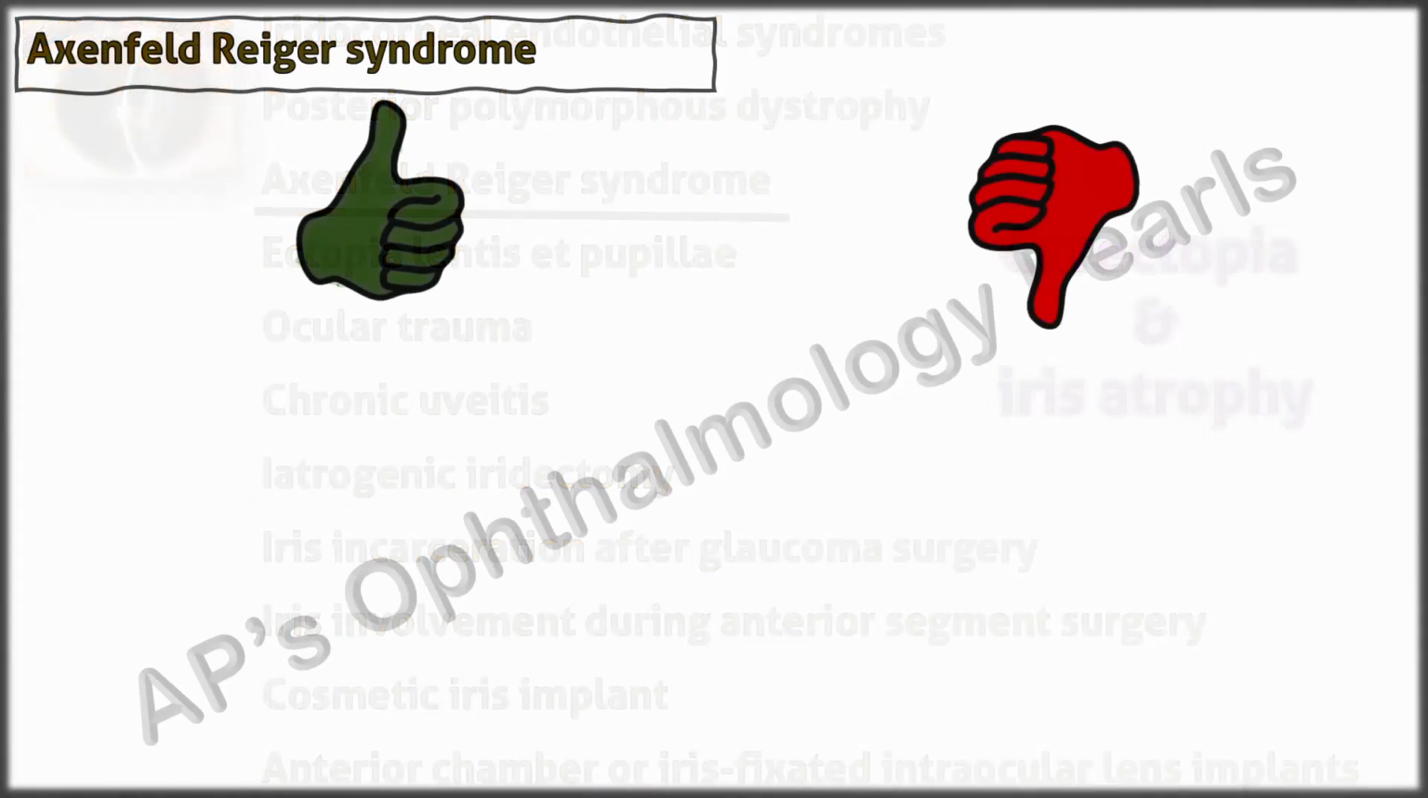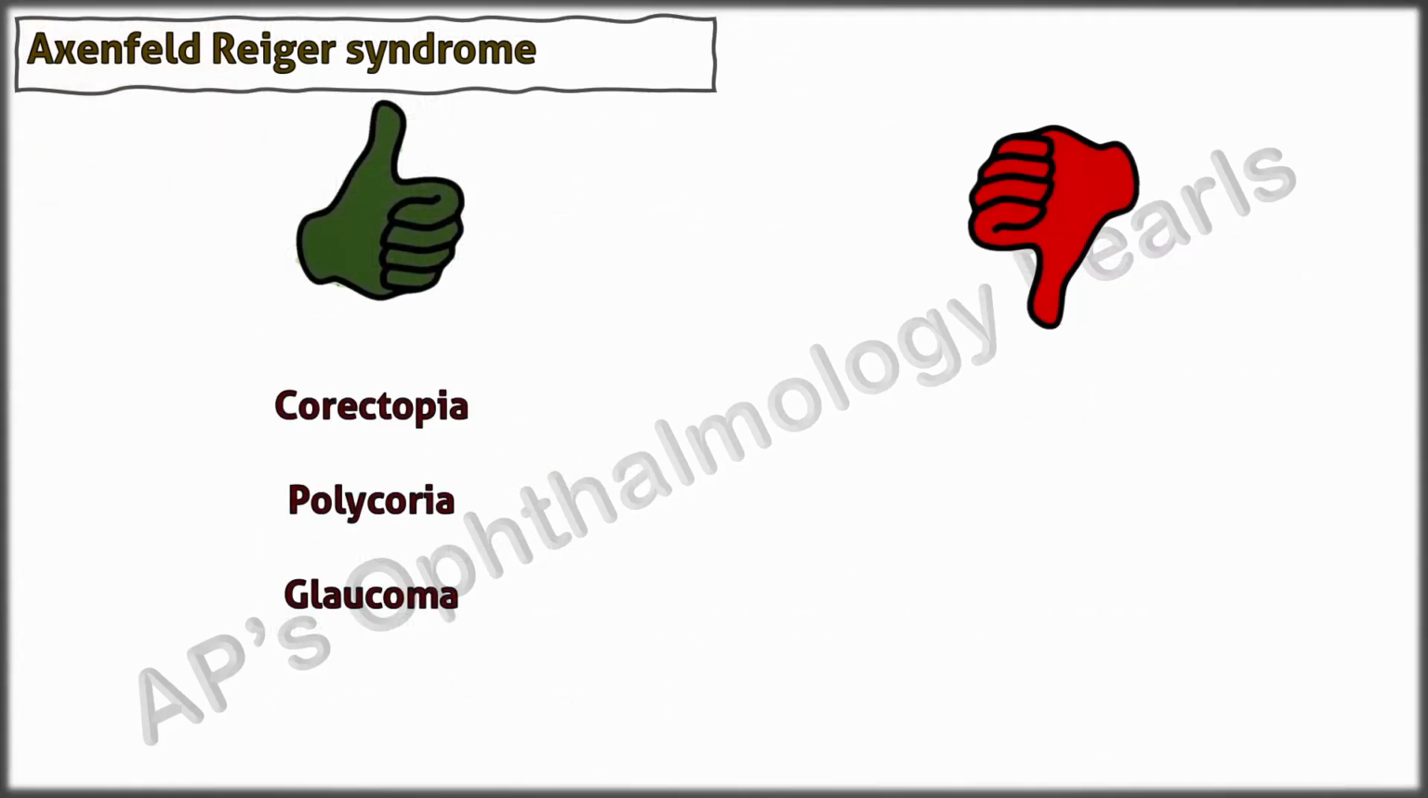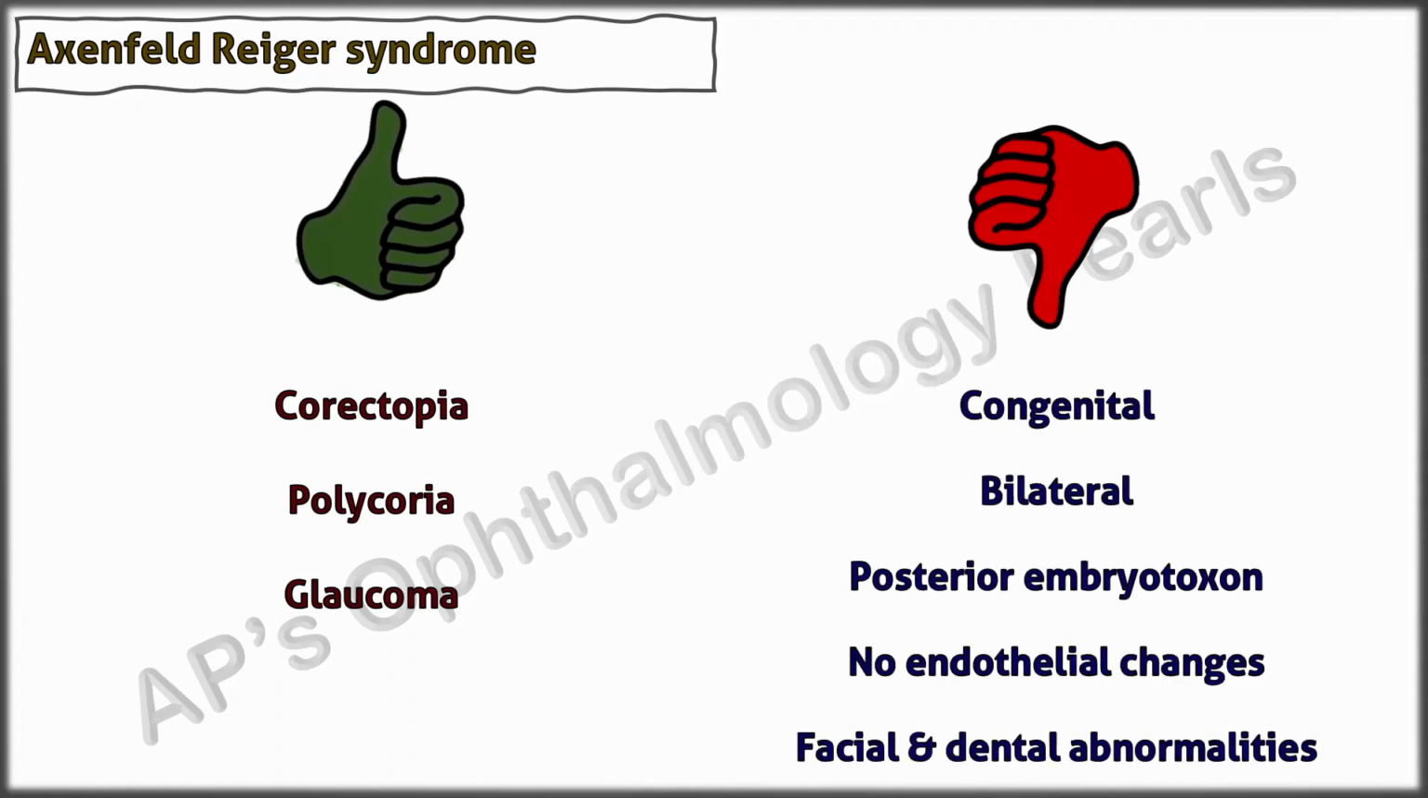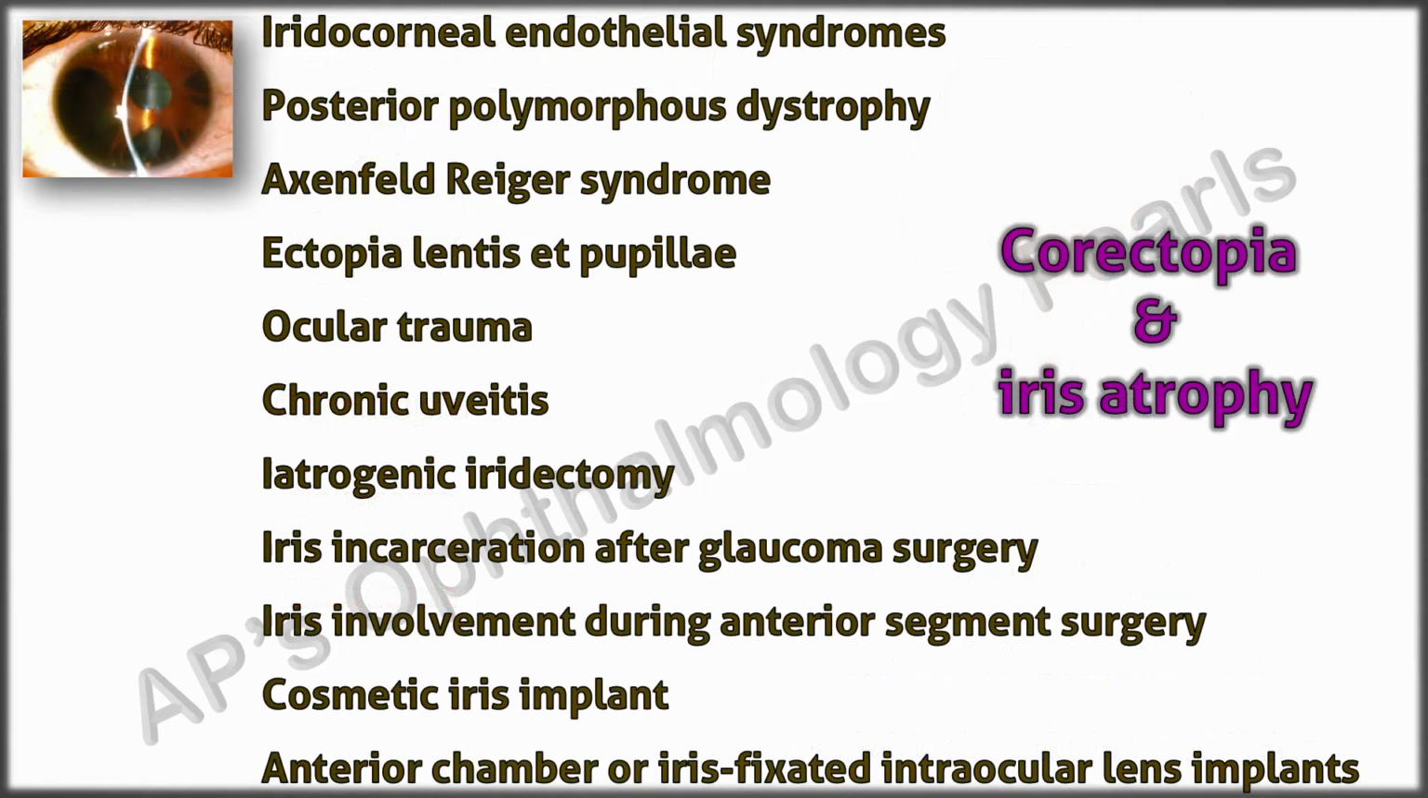Axenfeld-Rieger syndrome can be autosomal dominant or sporadic. The iris stroma may be grossly abnormal, including generalized atrophy, correctopia, polychoria, ectropion uveae, and glaucoma. These are all common findings. However, it is congenital and bilateral. Posterior embryotoxon is a prominent finding, and there are no endothelial changes in this condition, in addition to the fact that systemic features may be present. So we can rule this out.